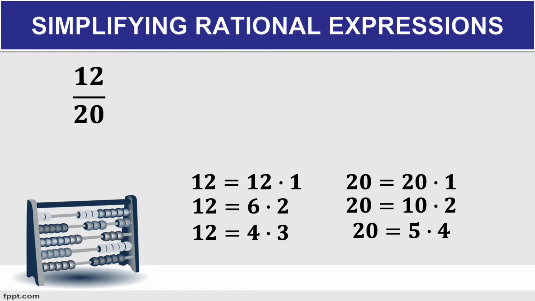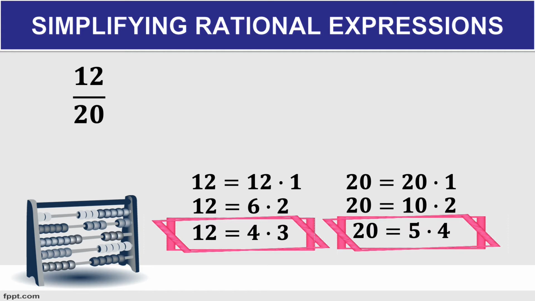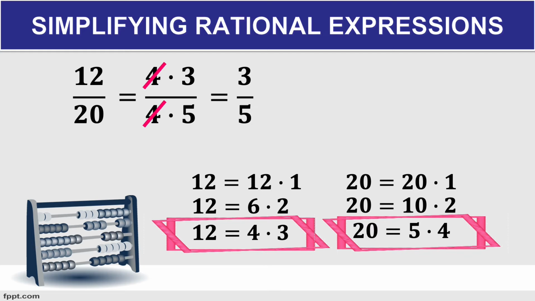Okay? So, therefore, ang gagamitin nating factors ay 4 times 3 and 5 times 4. So, 12 over 20, that is equal to 4 times 3 over 4 times 5. So, cancel out natin yung 4 kasi 4 divided by 4 is 1. Then, ang final answer natin is 3 over 5.